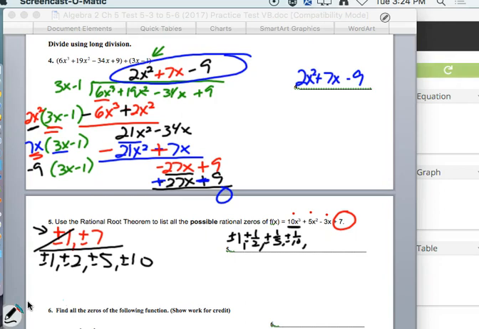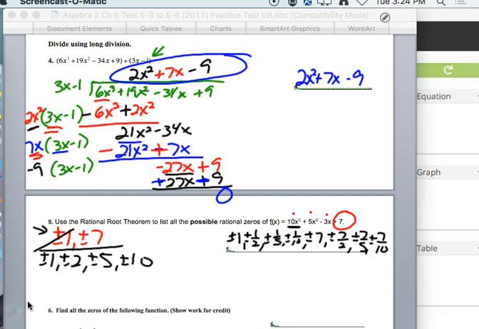So 7 divided by 1 is 7. 7 divided by 2 is 7/2. 7 divided by 5 is 7/5. And 7 divided by 10 is 7/10. So we need all of those plus and minuses in there because factors can be positive or negative. And then we need to make sure that we are writing these out as fractions. And that's all we had to do for this one. This one is just list all the possibles.